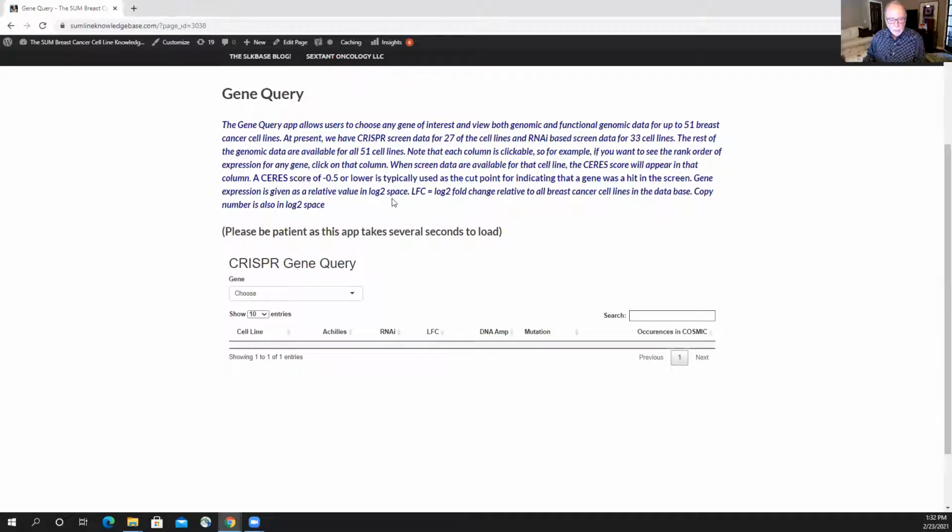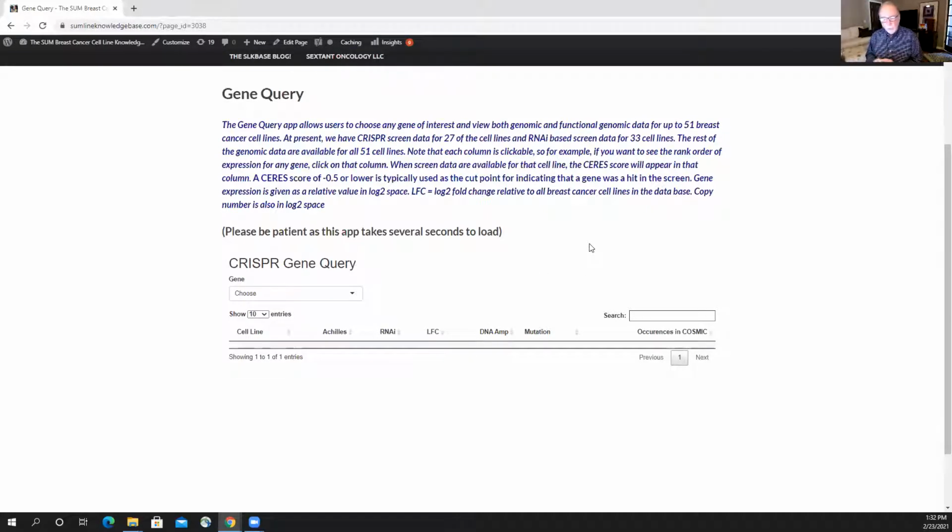The gene expression data is given in log2 space, so this LFC column you're going to see here stands for log fold change. It's log2 relative to all breast cancer cell lines in the database. So we basically took the mean expression level for all of the genes across the entire database, and the ratio you'll see in log2 space tells you the relative expression of that gene compared to all other breast cancer cell lines, and the same is true for the DNA amplification part.